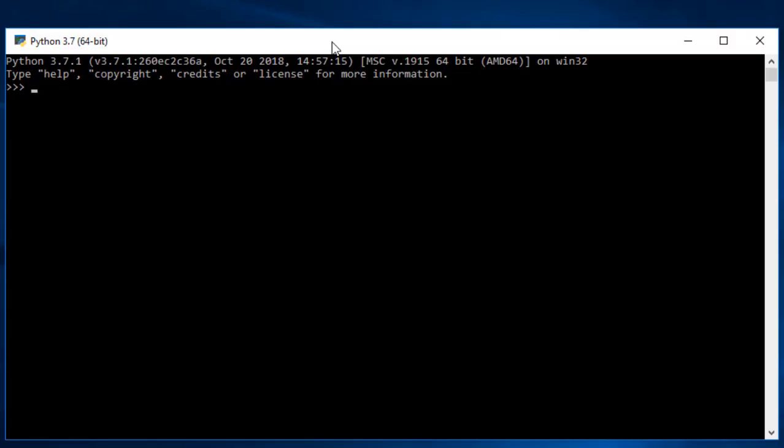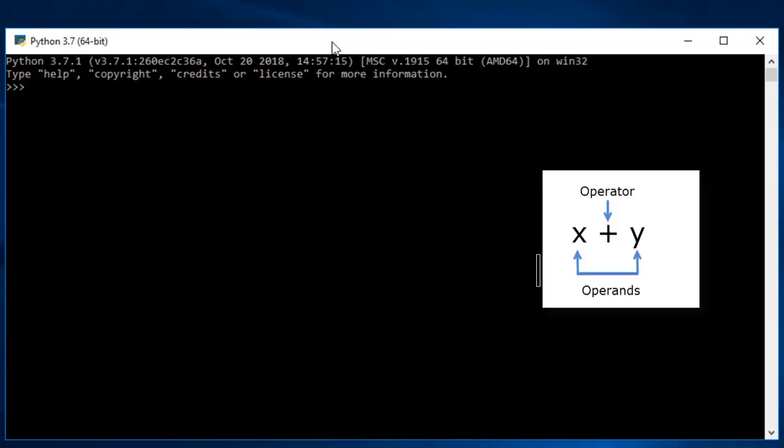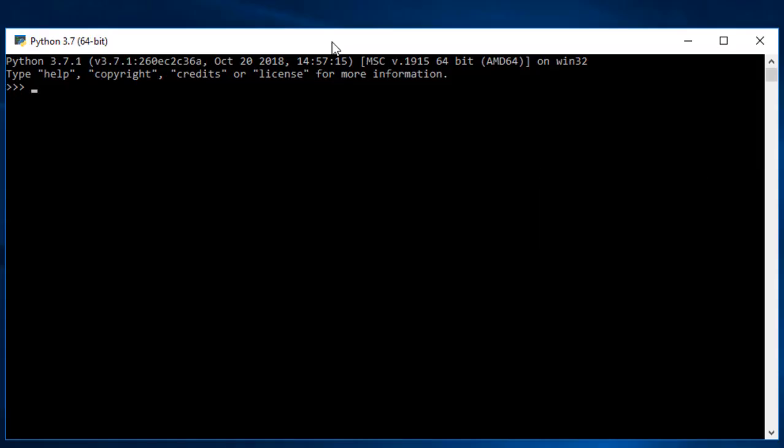So the next question is, how to perform operations on data? For example, when a programmer wants to add two numbers, maybe he just wants to add x and y. That can be done with the help of the plus symbol, and this symbol performs the addition operation. Such symbols are known as operators. So let us now understand different types of operators and how to utilize them.